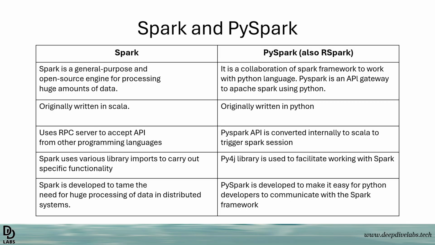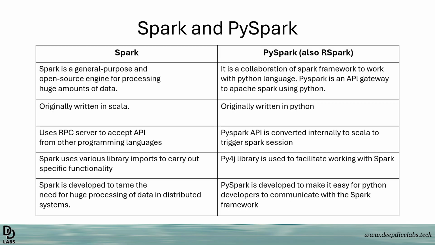Spark is originally written in Scala, which is very similar to Java, whereas PySpark is written in Python. In Spark, the remote procedure call, RPC server, uses remote procedure calls to accept API calls from other programming languages. So PySpark is an API that internally converts the program that you write into Scala to trigger the Spark session. Essentially, think of PySpark as a wrapper that is built on top of Spark.